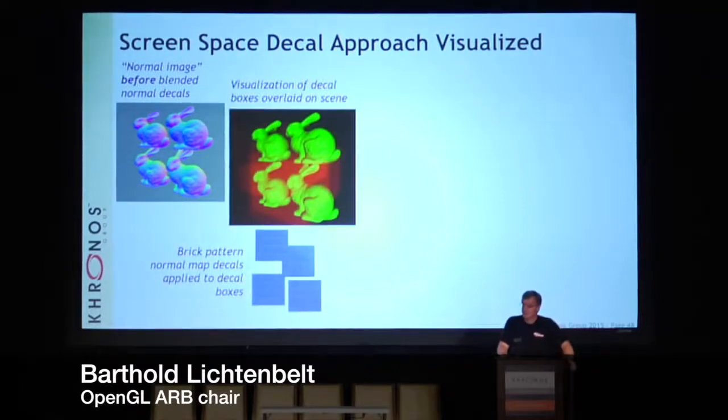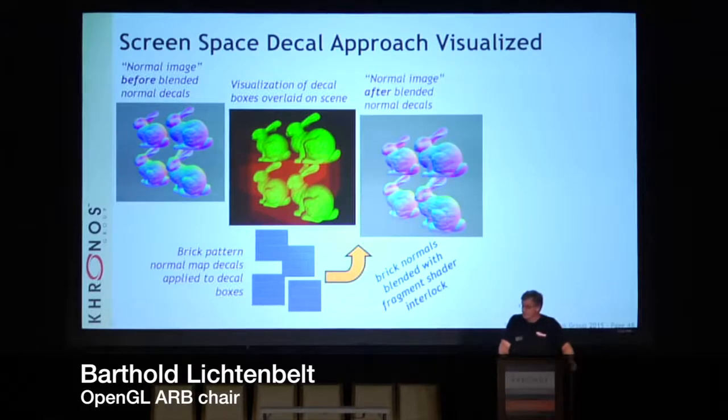And now we want to apply this brick decal that is shown at the bottom of the image in blue to your normals. The top of the image shows in shaded red where we're going to apply our brick pattern to the normals in the G buffer. Now here is where interlock comes into play. You use fragment shader interlock, you read in the normals from the G buffer, you then blend in the brick pattern, renormalize your normals and write them out again to the G buffer, and the result is shown in the third image.